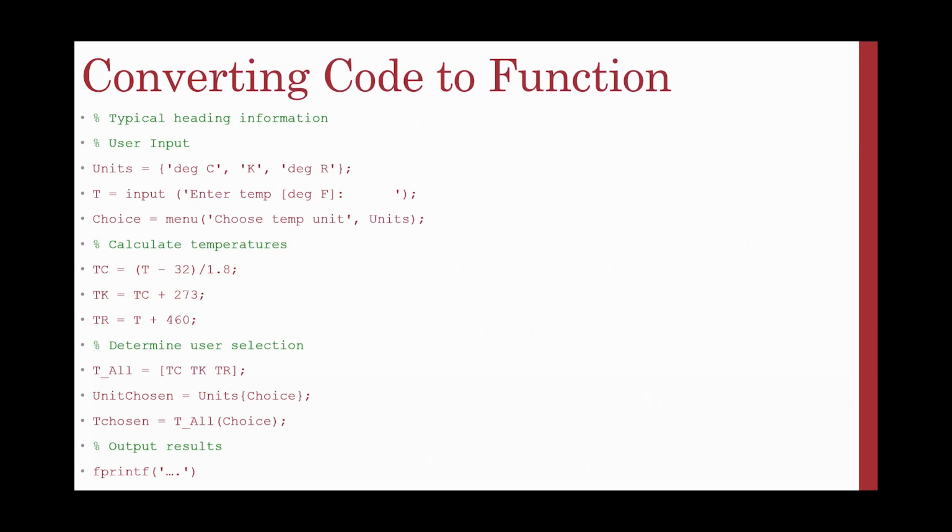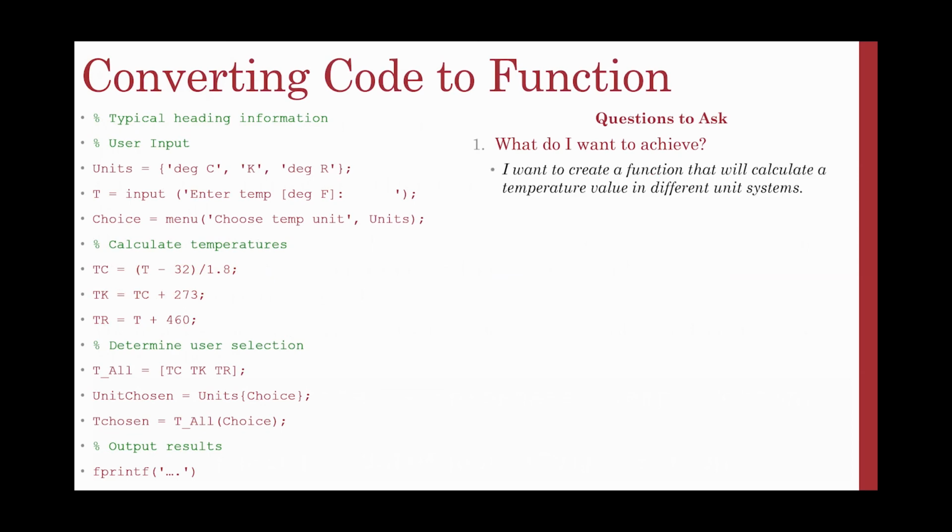So how do we convert some code to a function? This is our original code that we had created for a problem to convert temperatures from Celsius to Kelvin and Rankine from Fahrenheit. The question you want to ask yourself is, what do you want to achieve? I want to create a function that will calculate a temperature value in different unit systems.